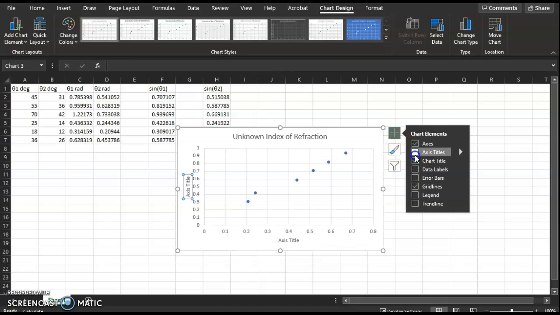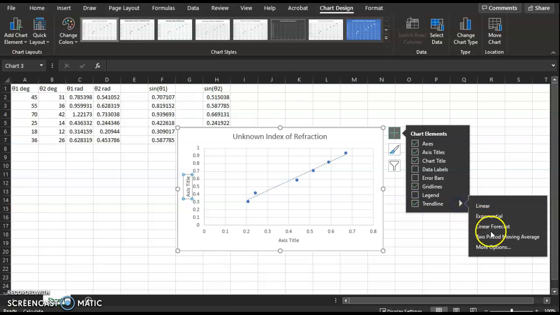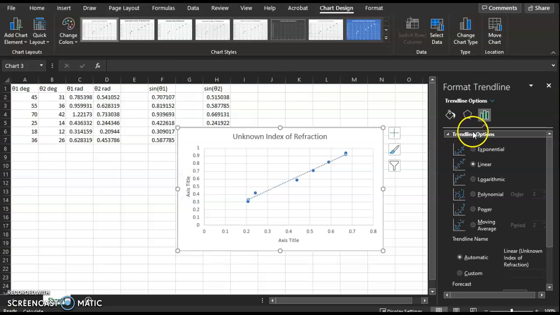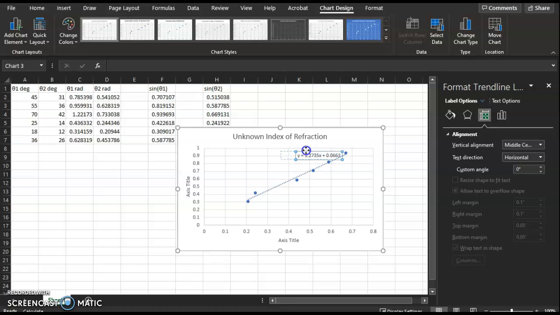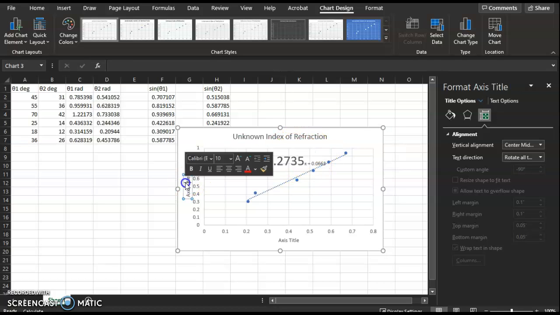Now we're going to go to axis titles, of course. Trend line, click on, more options, and with the green vertical bar selected, display equation on chart. You know you've done things correctly if your slope value, which is just the number in front of the x, let me make this larger, is only the number in front of the x. All the rest is not the slope. So if this number is greater than 1, you've plotted correctly because the index of refraction should be greater than 1.